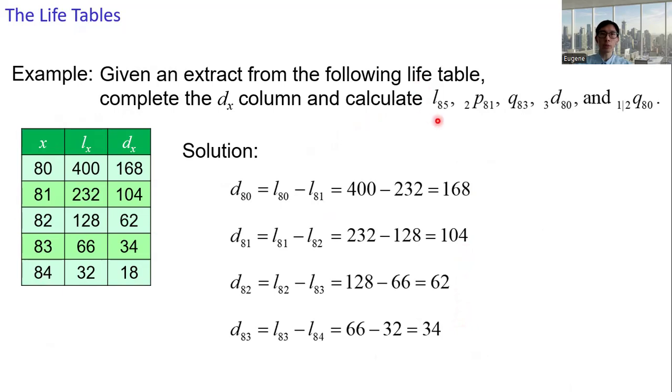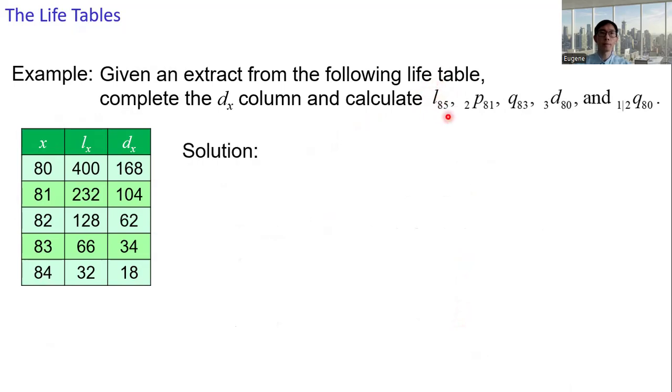The next quantity we want to get is l85, the expected number of survivors at age 85. We have l84 is 32, and the expected number of deaths within this year is 18. Therefore, l85 is 32 minus 18, which is 14.